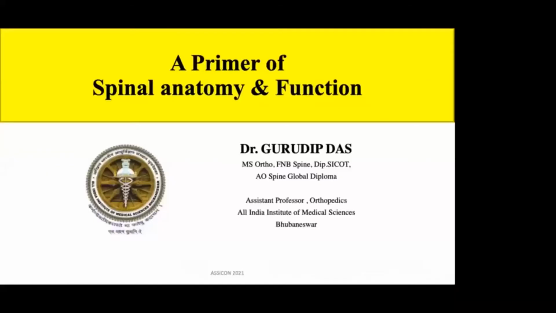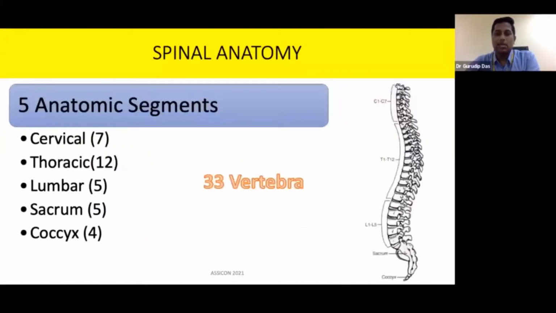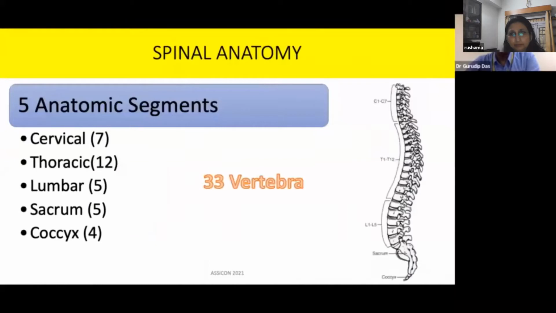Respected Chairperson and my dear friends, a warm good morning to everyone. I have been asked to speak on spinal anatomy and function, and I hope that my presentation is going to help you in the upcoming lectures. When you talk of spinal anatomy, the spine is divided into 5 basic segments. These are the cervical, thoracic, lumbar, sacrum, and the coccyx. But the basic unit of each of them is the bone called the vertebra. The cervical has 7, thoracic 12, lumbar 5, sacral 5, and the coccyx has 4 vertebrae.